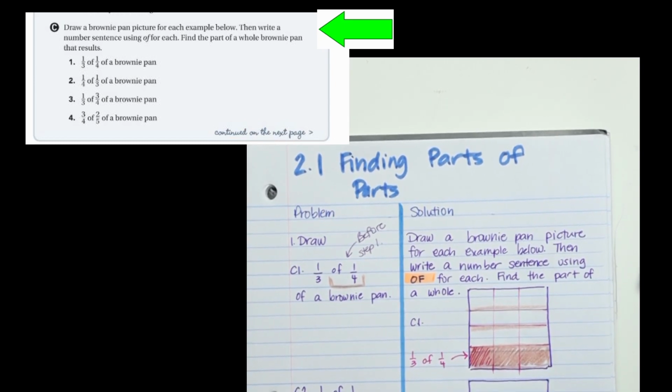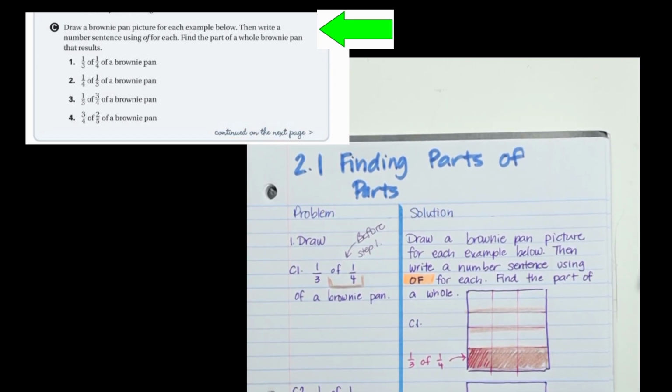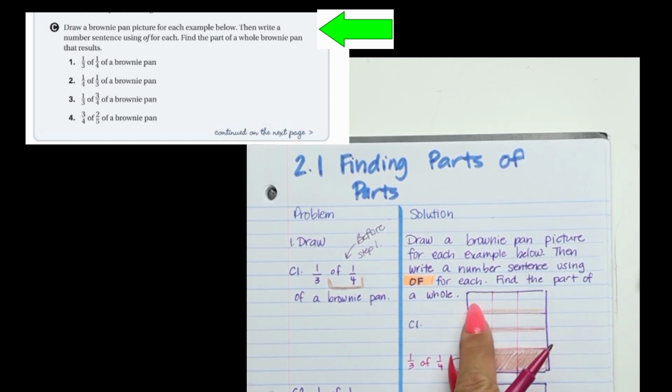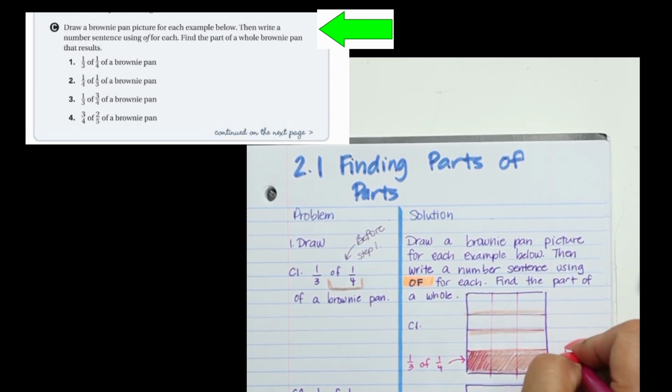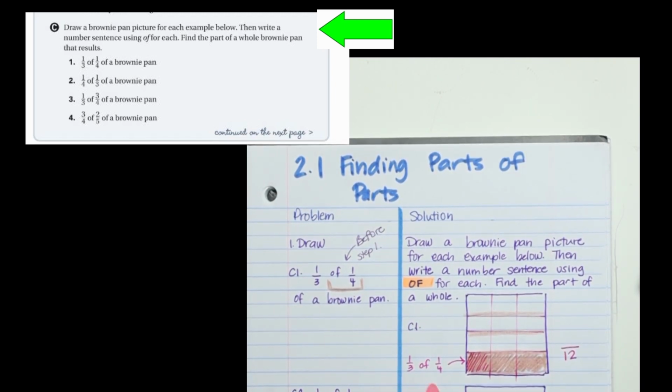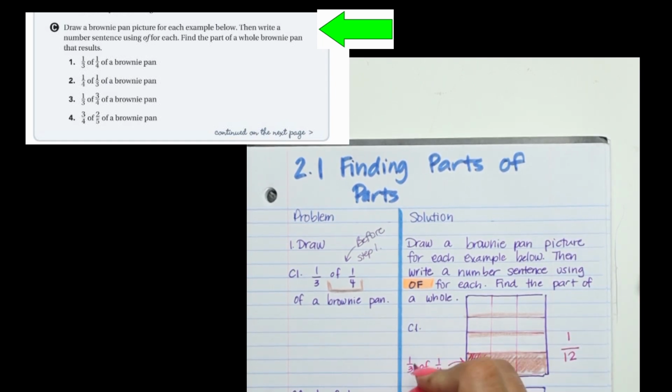So what's the whole part? How many pieces are in the whole? 1, 2, 3, 4, 5, 6, 7, 8, 9, 10, 11, 12. There are 12 pieces in the whole pan, but 1/3 is only one of those pieces. So 1/3 of 1/4 is 1/12.